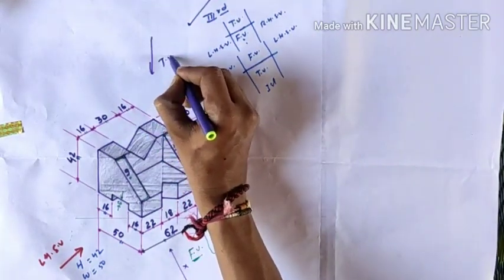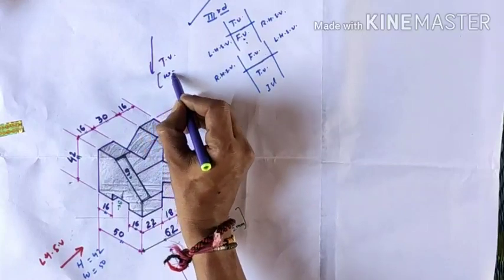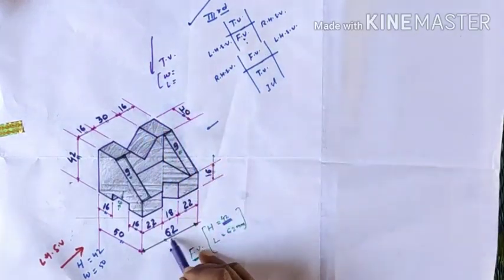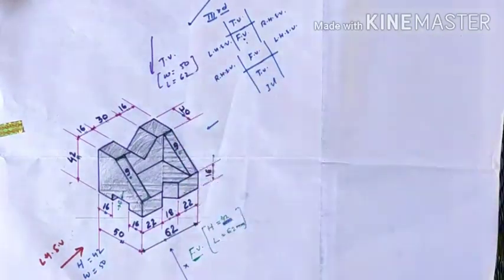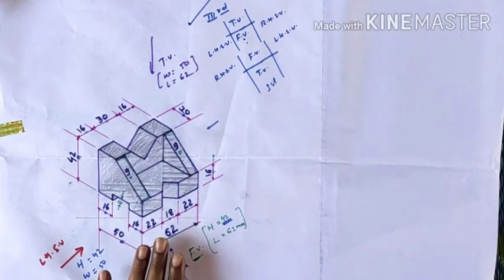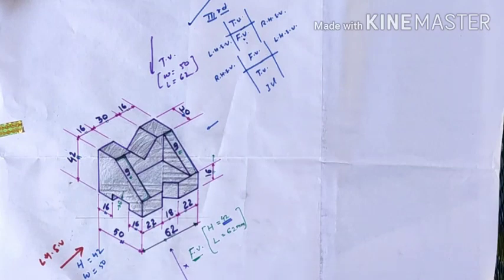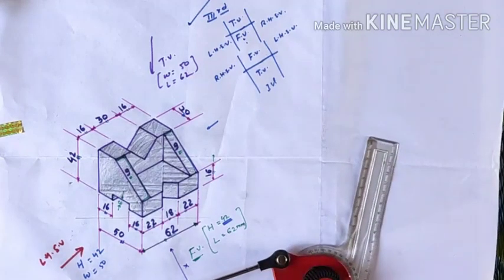So here this is your top view, and what is seen from this top view? Width and length. So length is complete 62, and what about width? Width is this, so 50. So what appears on this object in the particular view? So we just talk about the front view. So what appears in the front view?